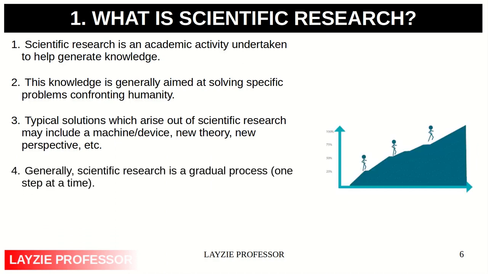And generally, scientific research is a gradual process and it takes place one step at a time. And sometimes, depending on the kind of research you're doing, one step could actually take you several days, weeks, months, or even sometimes years, to accomplish just one step. So it's a step-by-step process. So you accomplish one step, then you move on to the next. And once you accomplish that, you keep moving to the next. Basically, that is what scientific research is. And because of this, it requires a lot of patience and a lot of dedication to do. If you don't have patience, you can't do scientific research.